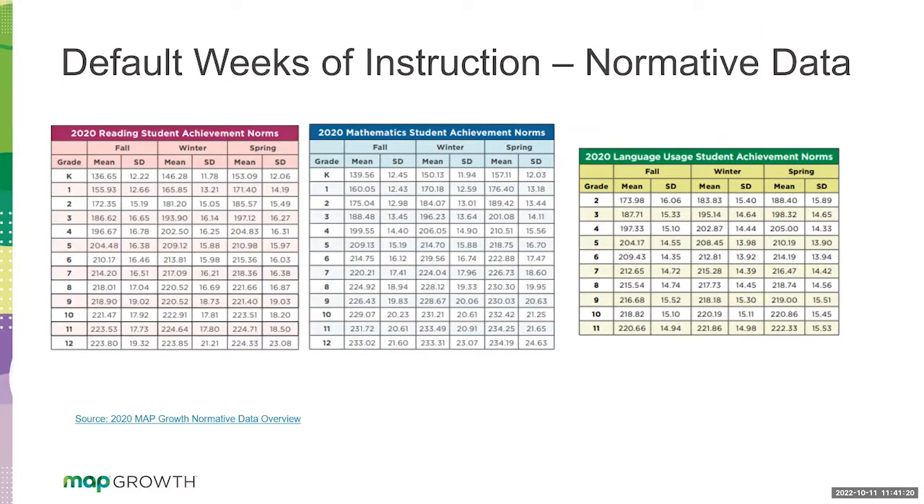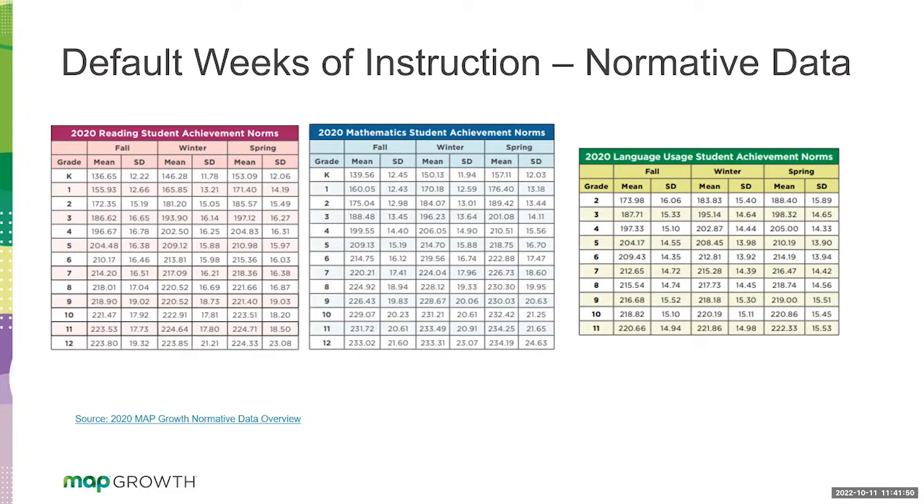The way we look at and benchmark that data, you can look at it in two different ways. The first way is through our normative data. MAP Growth is given to over 1 million students across the US, which means that when it comes to data, our sample size is very large and it's representative of the population. If you reference back to your Stats 101 class, which we all took in college, a large sample size that's representative of the population leads to more reliable and valid data.